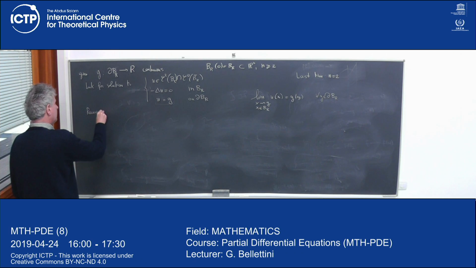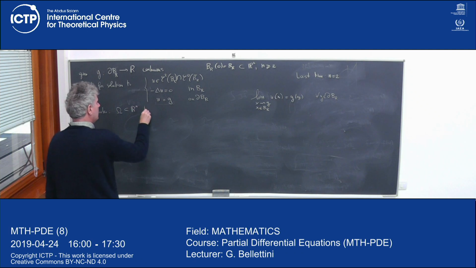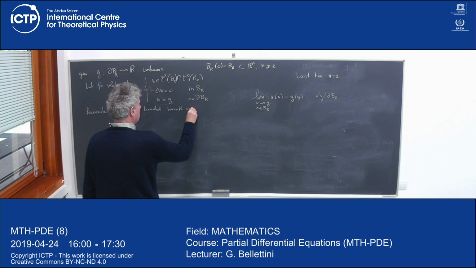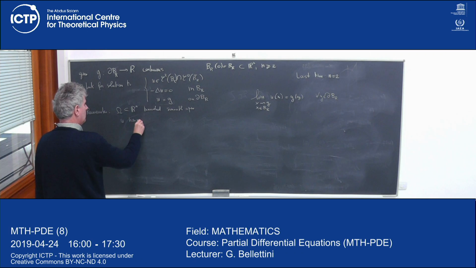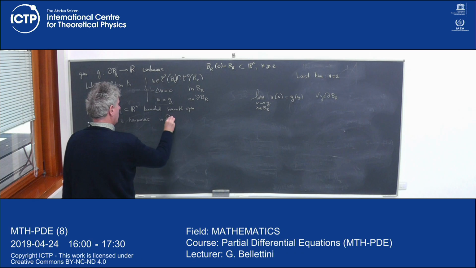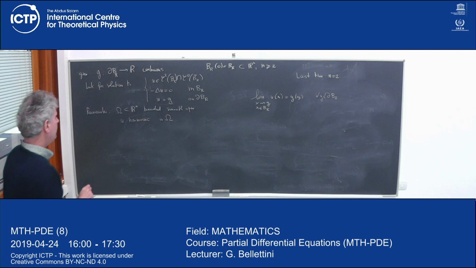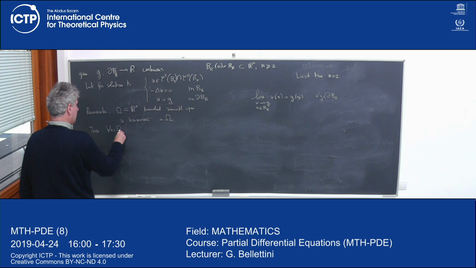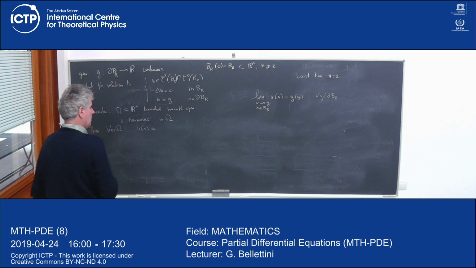Remember, okay, suppose that omega is a bounded smooth open set, and suppose that u is harmonic in omega. Then we had, if you remember, a representation formula for any x in omega. There is a representation formula that we found some lectures ago, which is of this form.